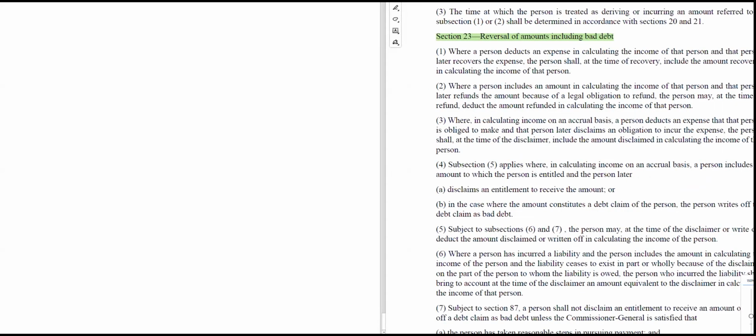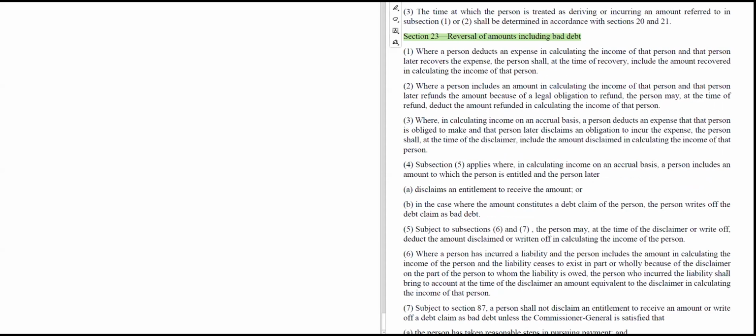Section 23. Where a person deducts an expense in calculating the income of that person and that person later recovers that expense, you shall, at the time of recovery, include the amount recovered in calculating your income. So you wrote 5,000 off as an expense. Later you received it. The law says just include it as an additional income, right? Make sense? Yes, sir.